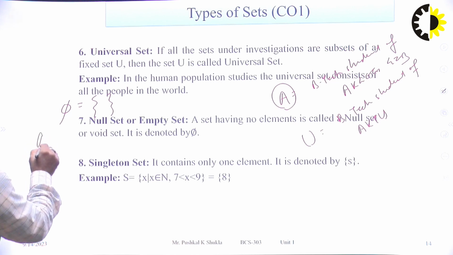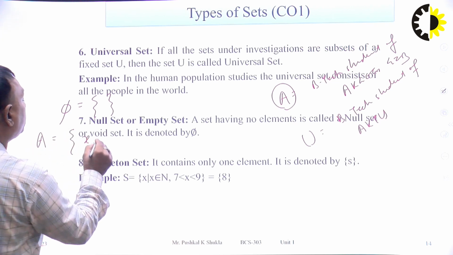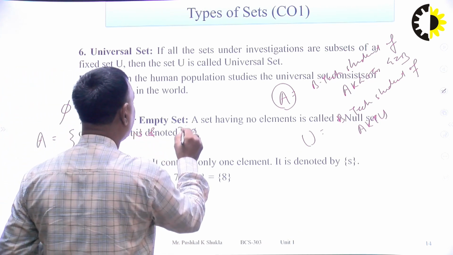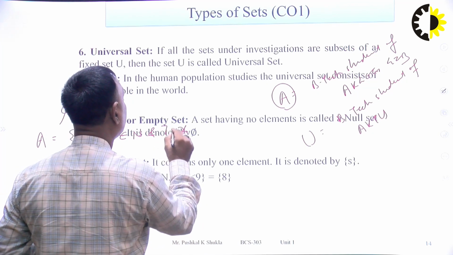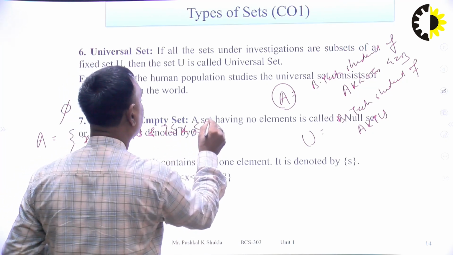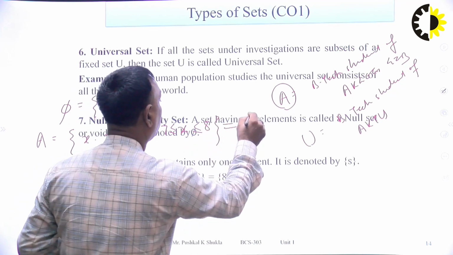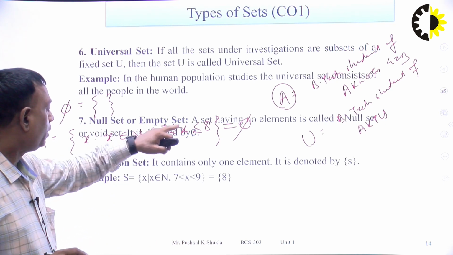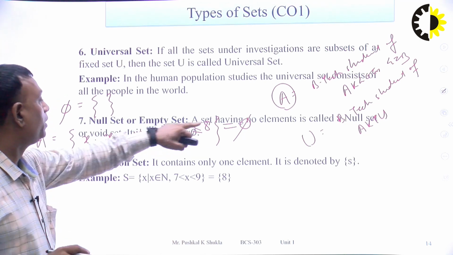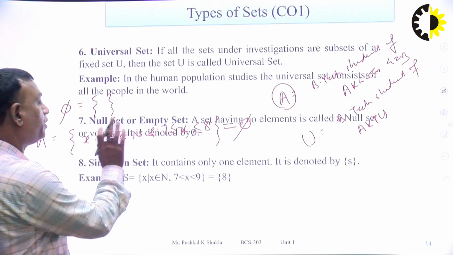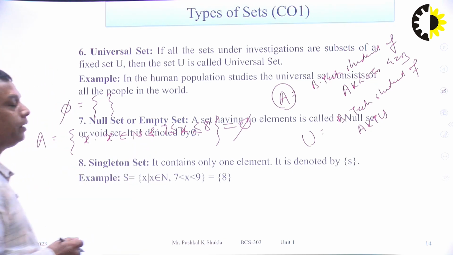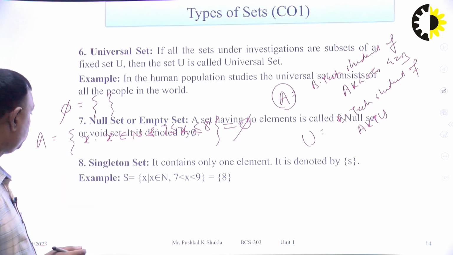Example: suppose A is a set such that x is an element of N and x lies between 7 and 8. That is phi. It means there is no natural number x greater than or equal to 7 and less than or equal to 8, so this is phi. It means a set having no elements is called a null set, an empty set, and it is represented by phi.